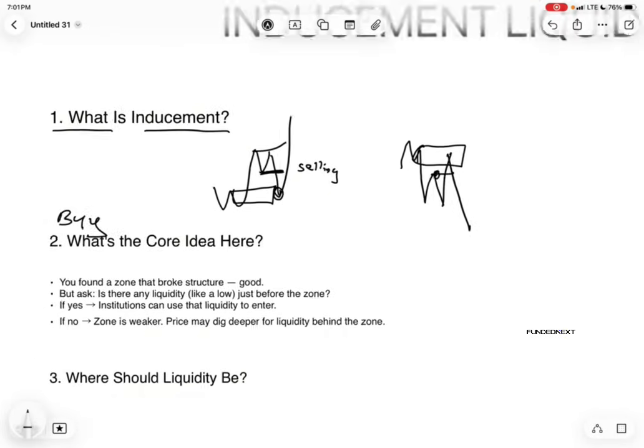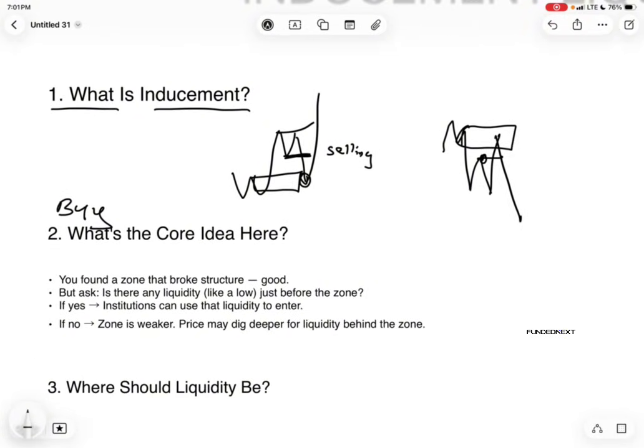Now, what is the core idea behind it? So just wrap around it. You found the zone that broke structure, meaning you're trying to look, let's say you're trying to buy, all right, and then you ask yourself, this area I'm trying to buy from, is there a low? That's a constant question you're meant to ask yourself if you're trying to take a buy position. Is there a low right just before my buy point of interest? If yes, that means that zone has higher probability of holding.